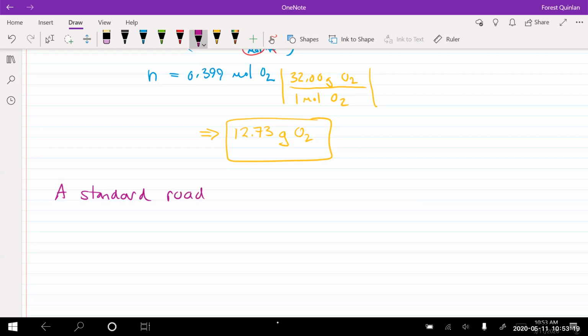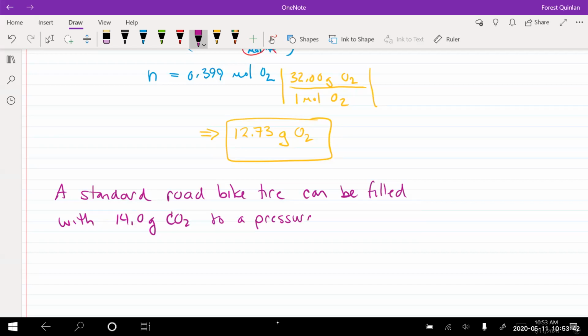A standard road bike tire can be filled with 14.0 grams of carbon dioxide to a pressure of 110 psi at 77 degrees Fahrenheit. What is the volume of this tire?